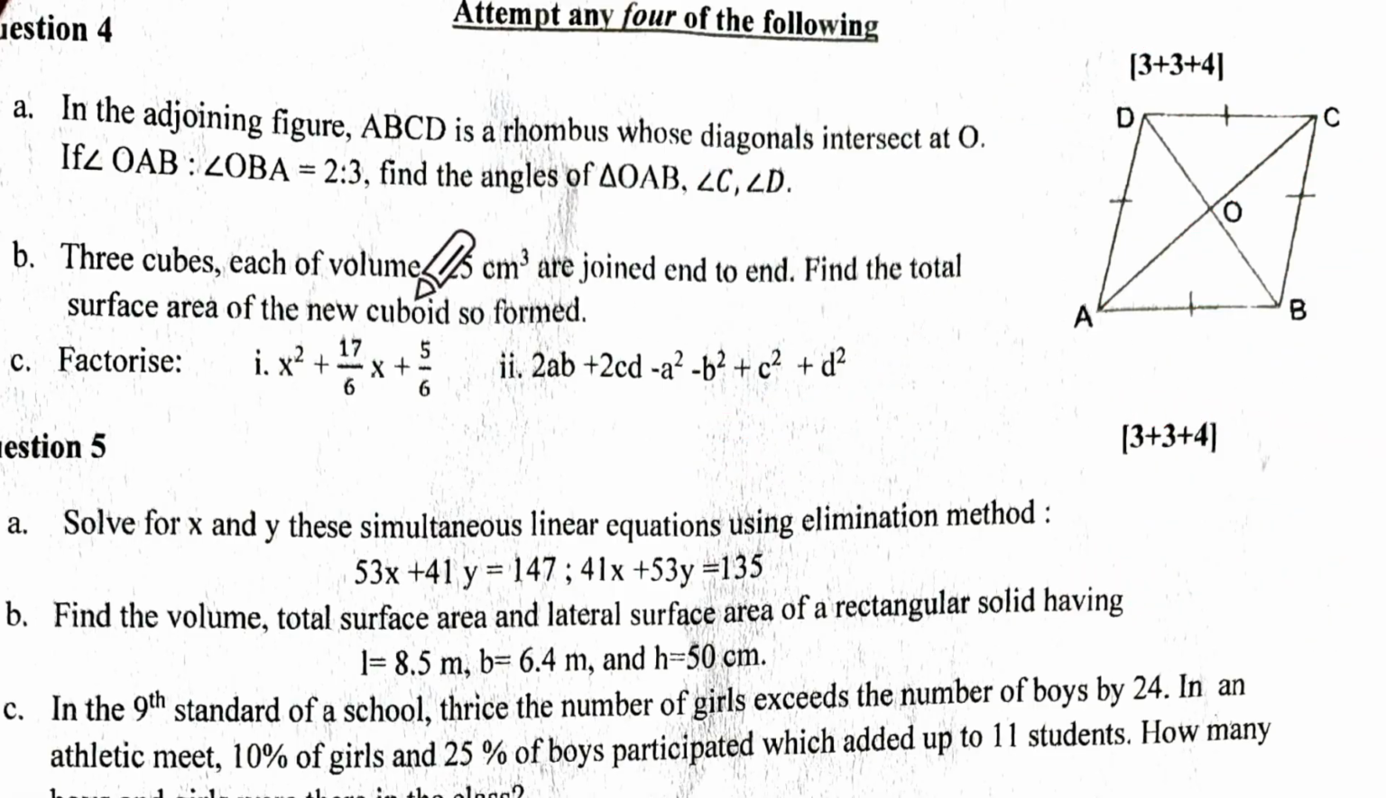Yes, ma'am. Okay. 3 cubes each of volume 125 are joined together end to end. Find the total surface area. First you'll get the total volume will be 3 into 125. Agreeable to you? How much is that? How much is that? 375. 375 centimeter cube, correct or no? Yes, ma'am. They are saying find the total surface area of the new cuboid.